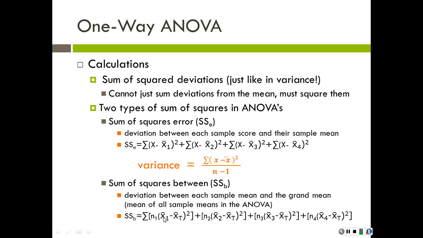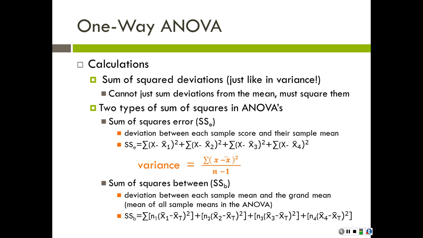So if you look at this scary equation, you can see that we take each group mean, right? This x bar 1 is the mean of freshmen. And we're subtracting that mean from the total mean, the grand mean. And then we're squaring it. We're multiplying it by the number of people in that group. And then we're doing that for the next groups.